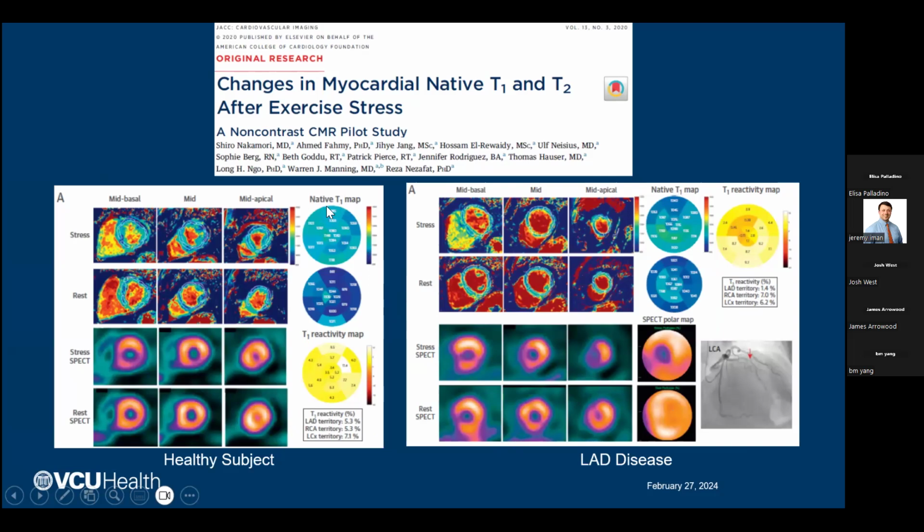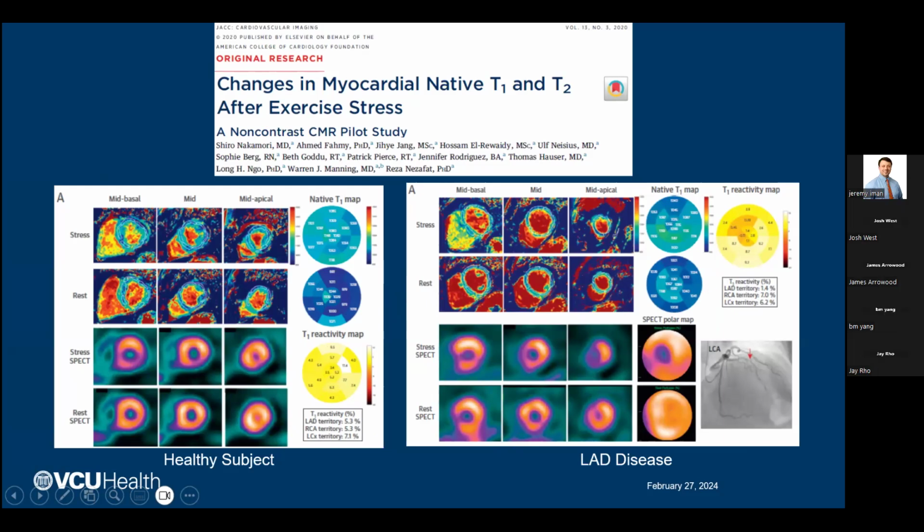So this is resting T1 map on a 17-segment model, exercise T1 values, and then the T1 reactivity. How much did it augment with exercise? And then here in a healthy subject, there's pretty uniform augmentation of T1 values throughout the LV myocardium.